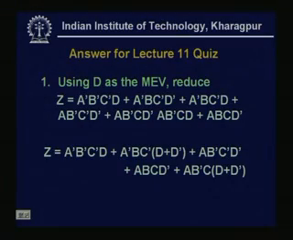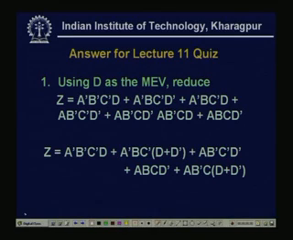Today we will learn how to design combinational circuits, but before that I first want to discuss the previous day's quiz question. There was only one question: using D as the MEV, reduce the function Z = A'B'C'D' + A'BC'D' + A'BC'D + AB'C'D' + AB'CD' + AB'CD + ABC'.